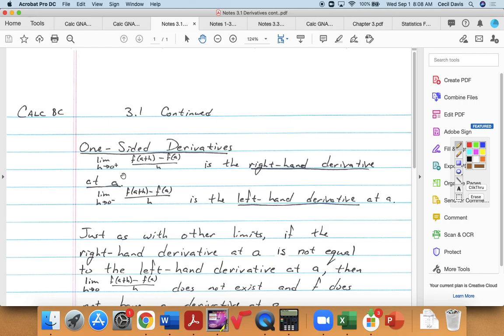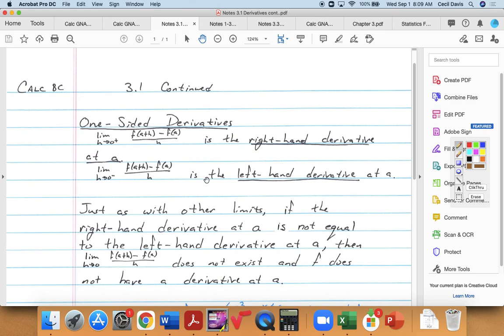If we want to find the derivative to the right of a, we can do it by taking the limit as h goes to 0 from the right. And to find the left-hand derivative, we can do the limit as h goes to 0 from the left of our difference quotient. Just like with any other limit, if the limit from the left and the limit from the right are not equal to each other, then the limit at that point does not exist. And therefore, if the left and right-hand derivatives don't agree, then the derivative does not exist at that point.